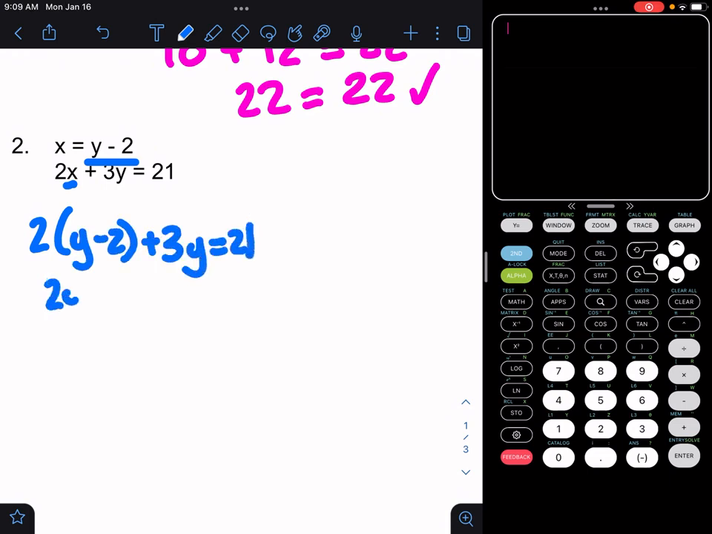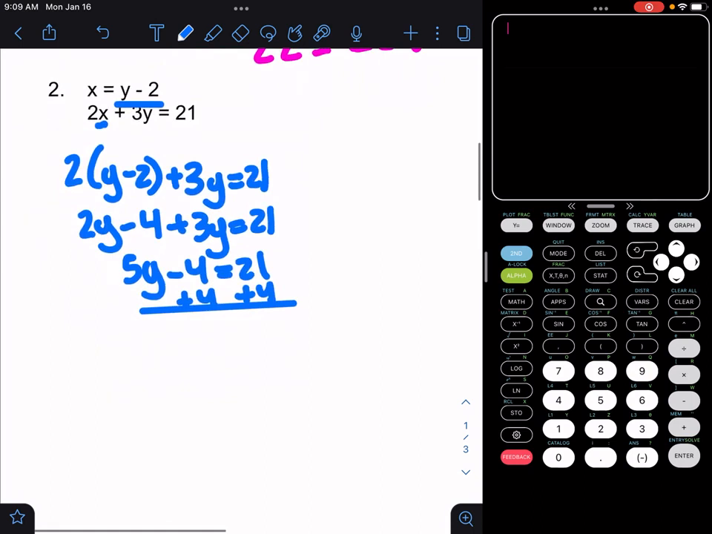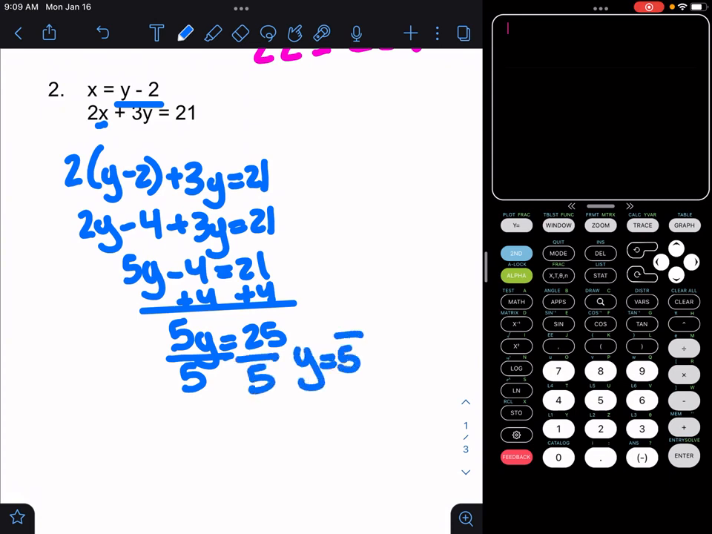2 times y is 2y, 2 times negative 2 is negative 4, plus 3y equals 21. Now let's combine like terms. 2y plus 3y is 5y, minus 4 equals 21. Add 4 to both sides. I get 5y equals 25. Now to get rid of the 5, I'm going to divide by 5 on both sides, and I get y equals 5. Perfect. Now I need to go find what x equals.